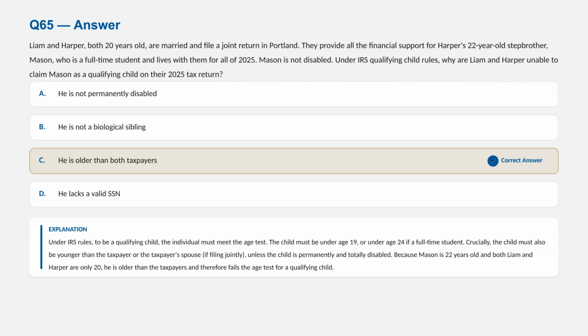The correct answer is C. He is older than both taxpayers. Under IRS rules, to be a qualifying child, the individual must meet the age test. The child must be under age 19, or under age 24 if a full-time student. Crucially, the child must also be younger than the taxpayer or the taxpayer's spouse if filing jointly, unless the child is permanently and totally disabled. Because Mason is 22 years old and both Liam and Harper are only 20, he is older than the taxpayers and therefore fails the age test for a qualifying child. Great. Now let's move to our next question.